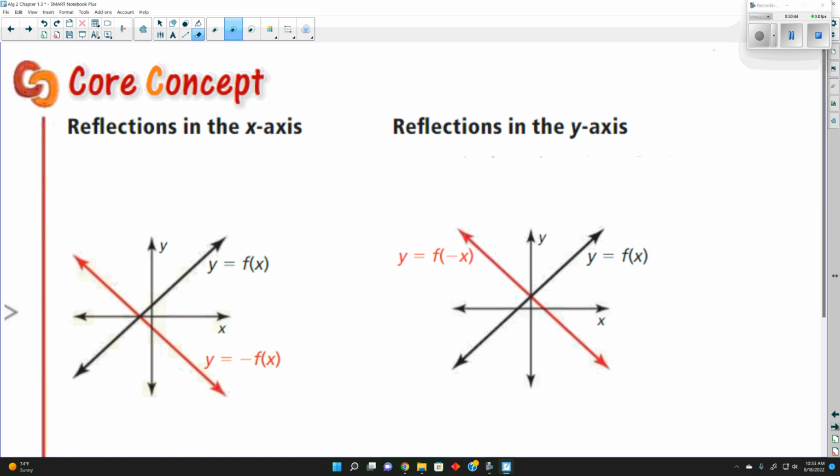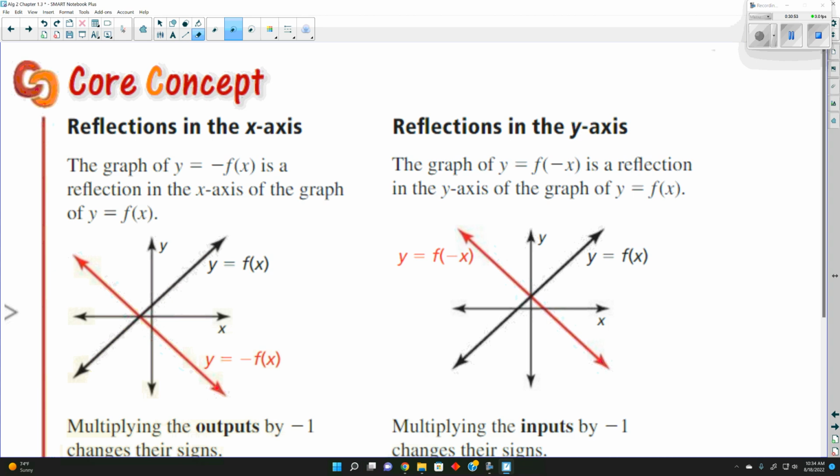Now the next one that we're going to look at is reflections. Reflection across the x or reflection across the y. And again, just like with our horizontal translations and vertical translations, we'll have a similar equation. Because with a reflection across the x, we're looking at negative f of x. Y equals negative f of x. And that's the equation we'll be using to apply this.